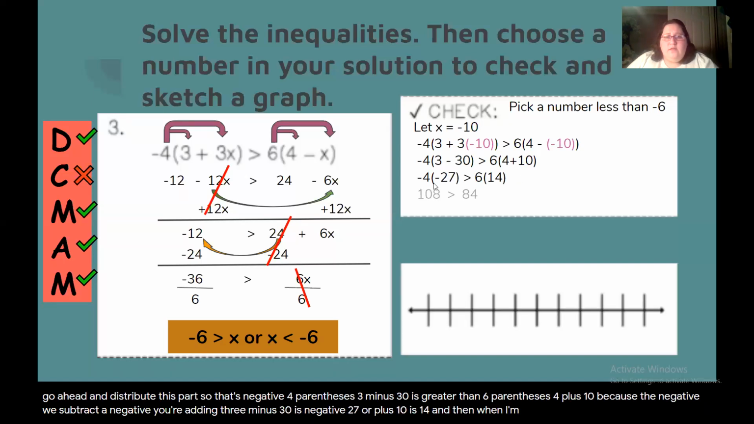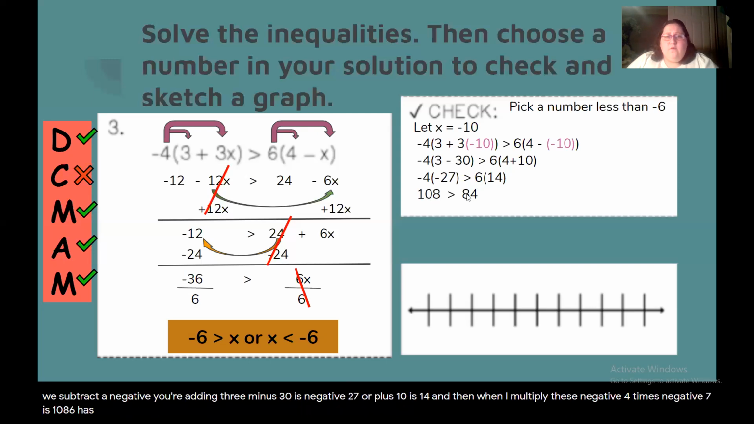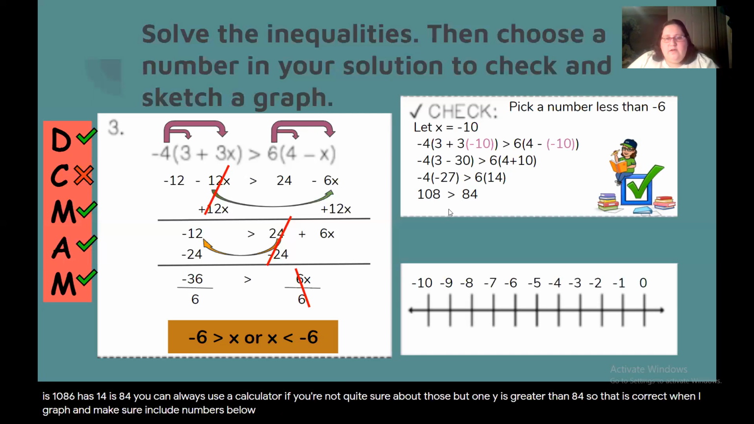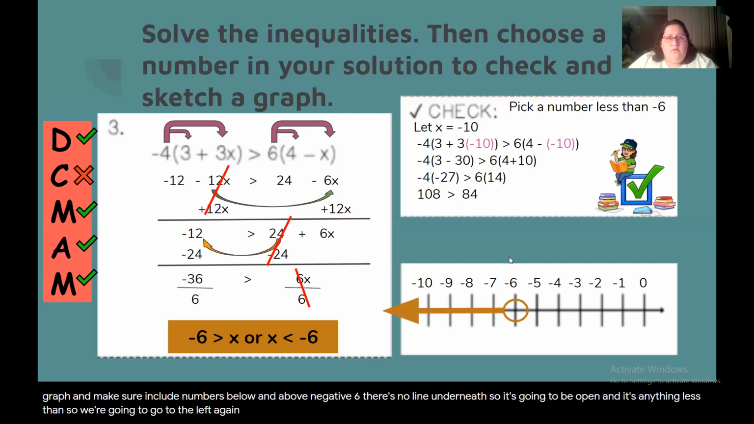And then when I multiply these, -4 times -27 is 108. 6 times 14 is 84. You can always use a calculator if you're not quite sure about those. But 108 is greater than 84, so that is correct. When I graph, I make sure I include numbers below and above -6. There's no line underneath, so it's going to be open. And it's anything less than, so we're going to go to the left again.